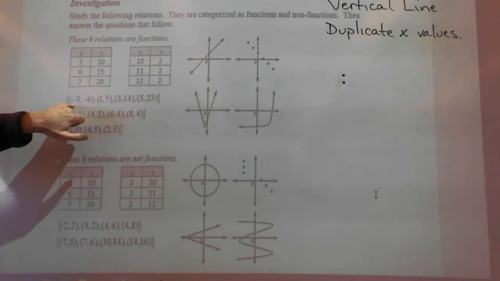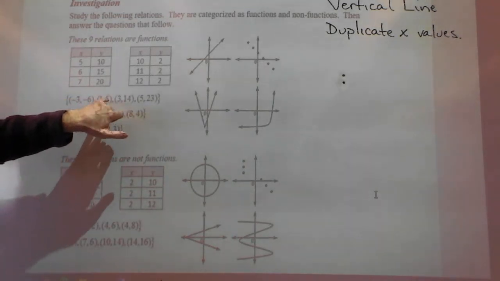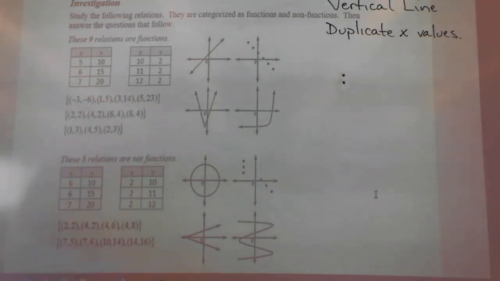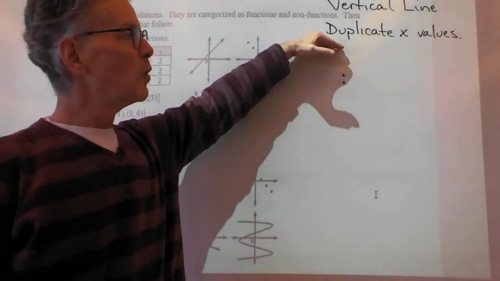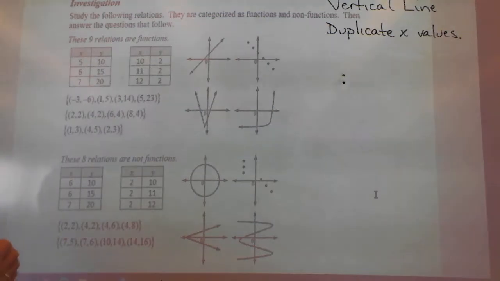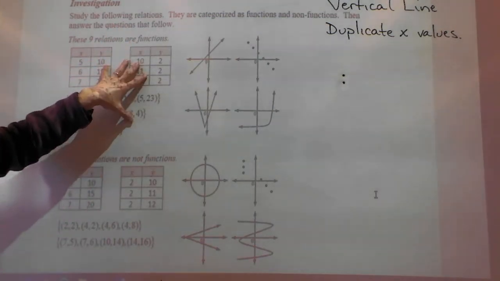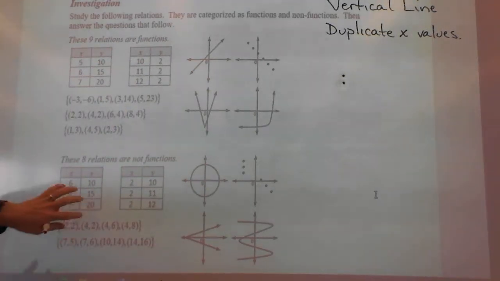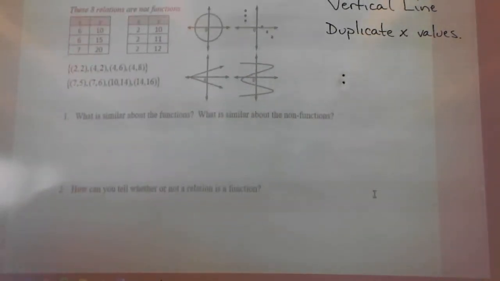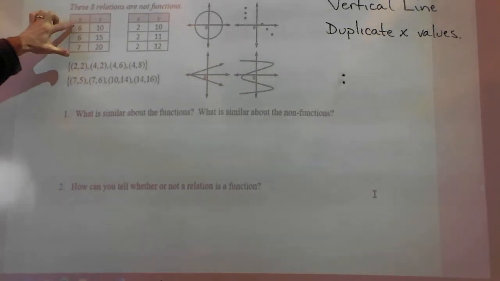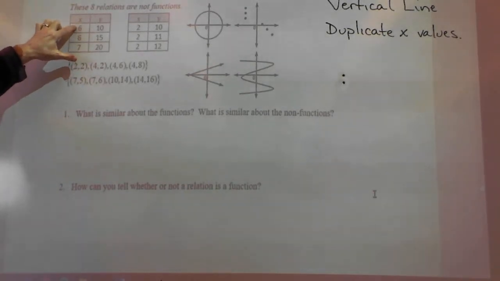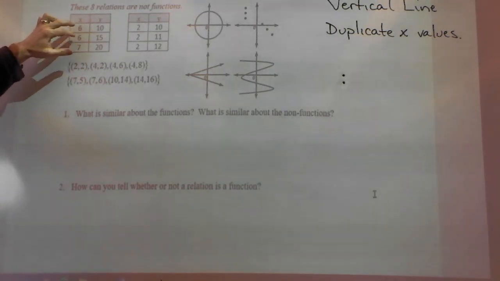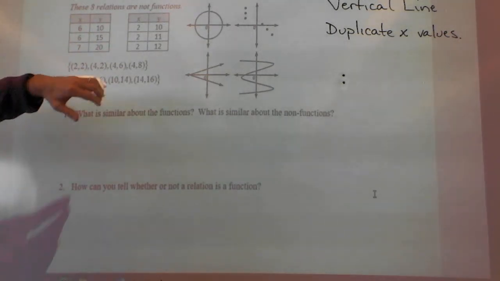Looking at a list of ordered pairs, again, the x values are all unique. -3, +1, +3, +5. There are no duplicate x values, okay? If you have a function, you will never have duplicate x values. Looking at these guys, you have a duplicate right here, right? You have a 6 and then another 6. So this is not a function because the x values are duplicated.